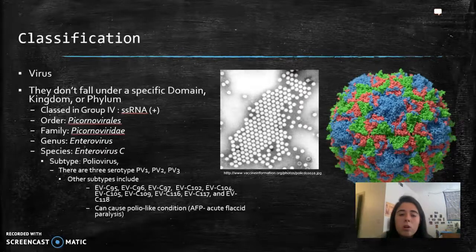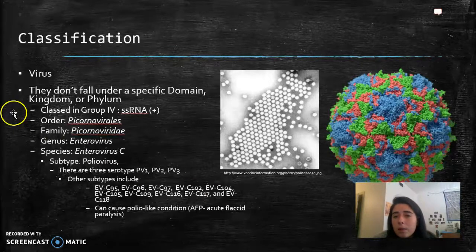There are 3 serotypes of the poliovirus: poliovirus 1, poliovirus 2, and poliovirus 3, which are all differentiated by the capsid protein that they possess. Poliovirus 1 is what we're mostly associated with, and is most commonly known to cause paralysis. Poliovirus 2 was eradicated in 1999 in India, and poliovirus 3 has not been seen since November 2012. Now, other subtypes of this enterovirus can cause polio-like conditions like acute flaccid paralysis.